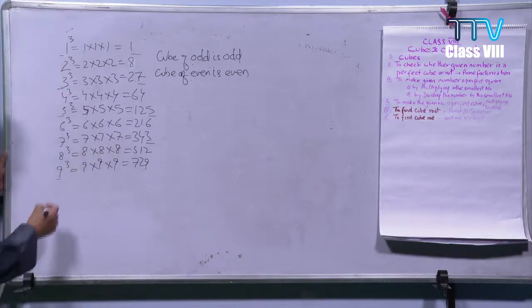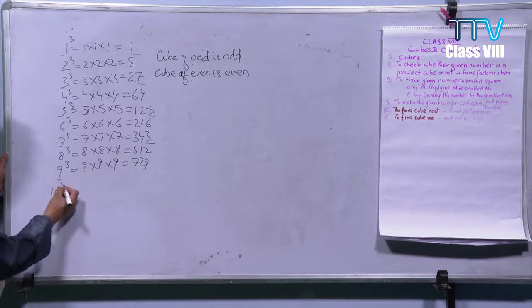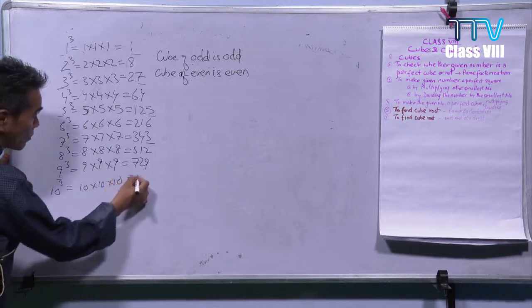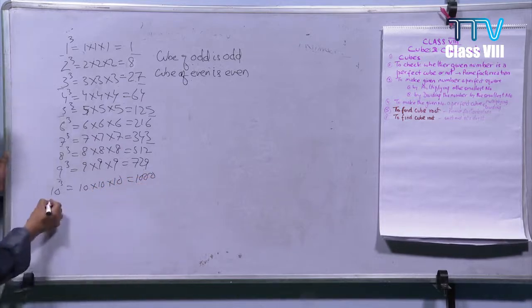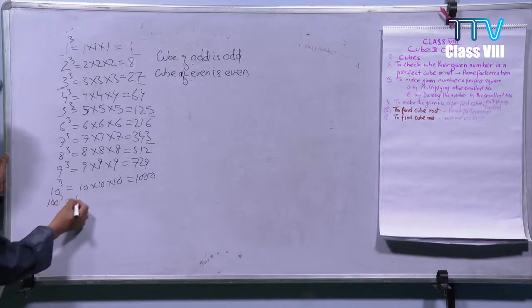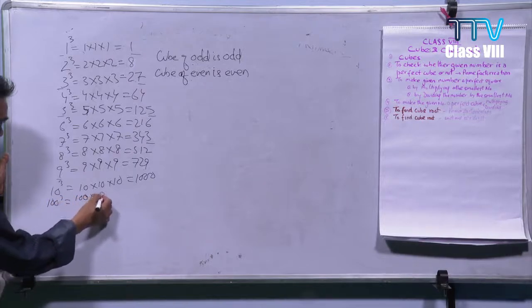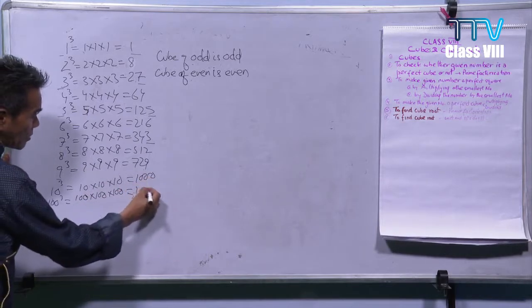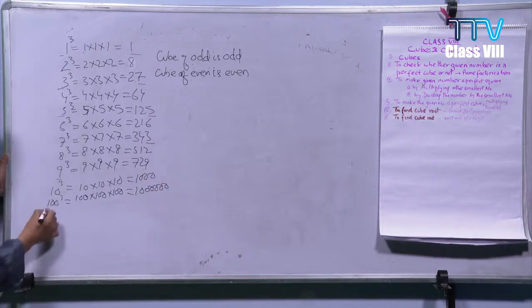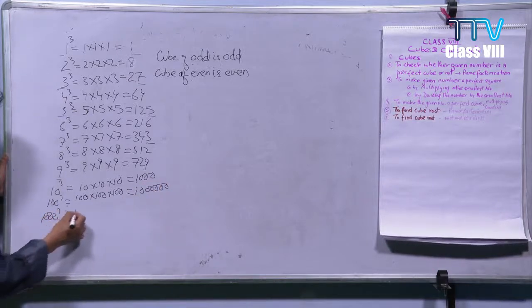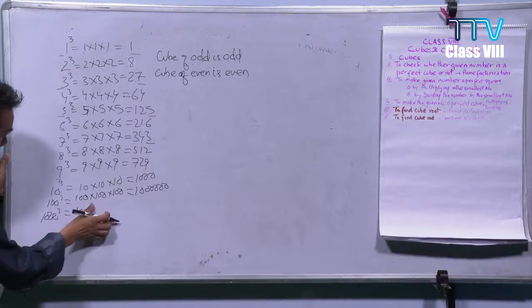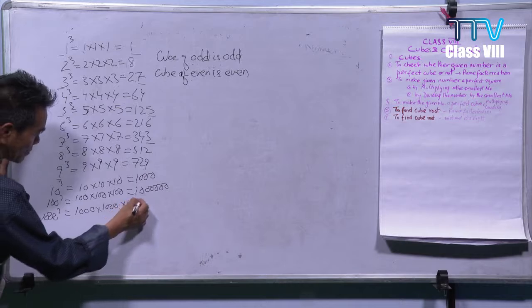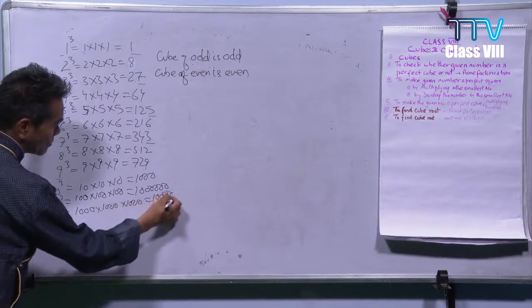Now, numbers that end with 10. 10 cube: 10 multiplied by 10 multiplied by 10 is equal to 1000. 100 cube: 100 multiplied by 100 multiplied by 100 is equal to 1000000. 1000 cube: 1000 multiplied by 1000 multiplied by 1000 is equal to 1000000000.